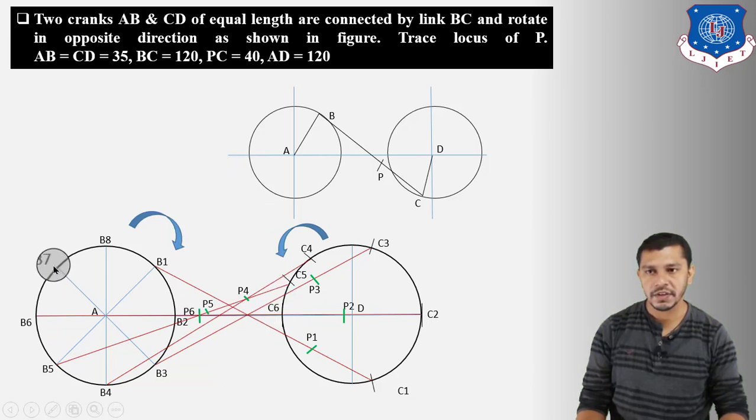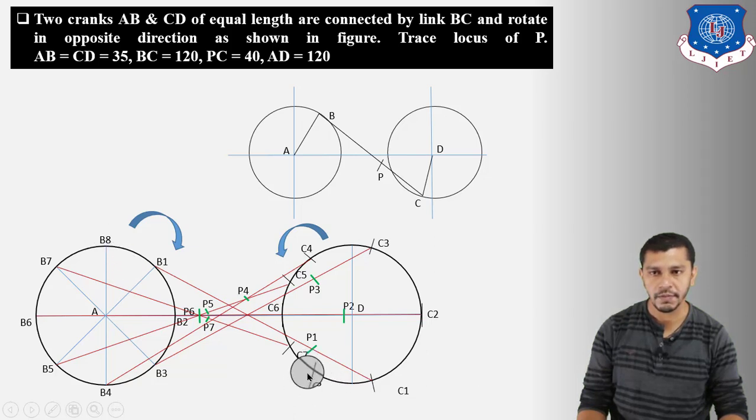Now put your ruler on B7, give an arc on the circle over here. So here we will get C7. Connect B7 to C7 and mark B7 on this line 40 mm from C7. Now put your ruler on B8, give an arc on this circle. This will be our C8. Connect C8 to B8 and mark B8 on this line 40 mm from C8.